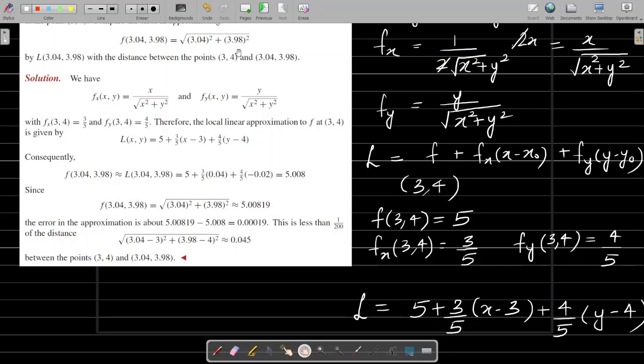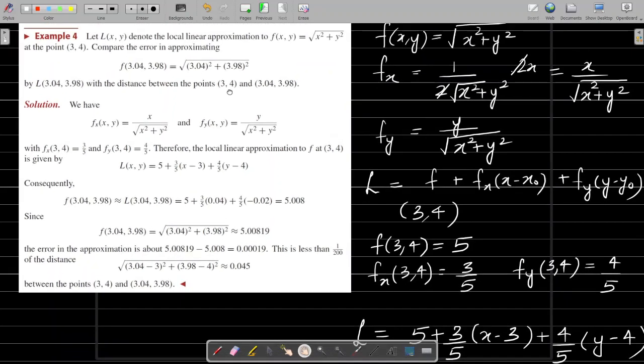So what we are actually doing is we have found the local linear approximation at this point, and then we have found the value L(3.04, 3.98) as an approximate value of f(3.04, 3.98). Now the actual value, we have it with us. So the difference between the actual value and the approximate value is the error. So the error is very much less than the distance between the 2 points, (3, 4) and (3.04, 3.98). Thank you.